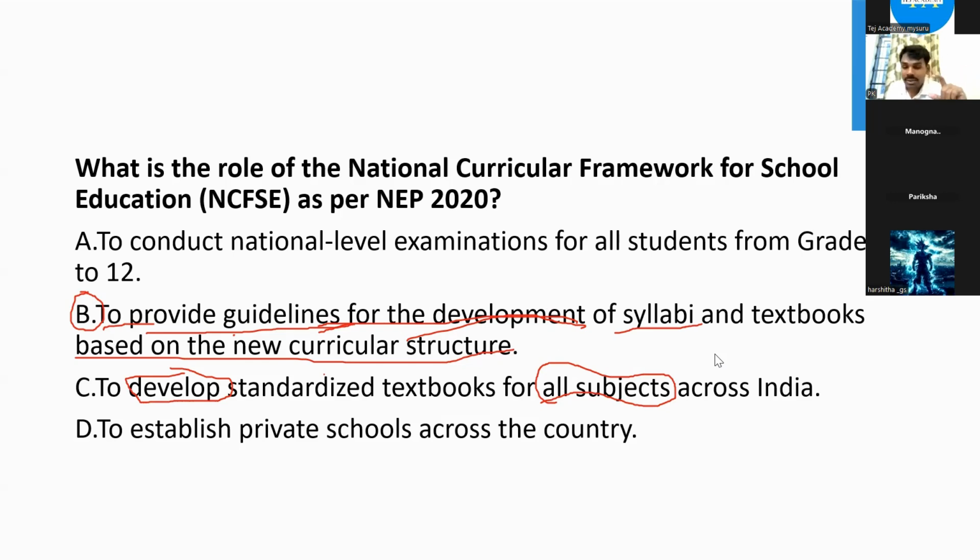Now the central government is involving itself in developing of textbooks, but the role of central government, Ministry of Education, is to provide guidelines, recommendations. They cannot develop textbook on their own. So here option B is correct, not option C, because the role of NCFSE has not suggested to develop standardized textbooks. Its role is to provide guidelines for development of syllabus and textbooks based on the new curricular structure.